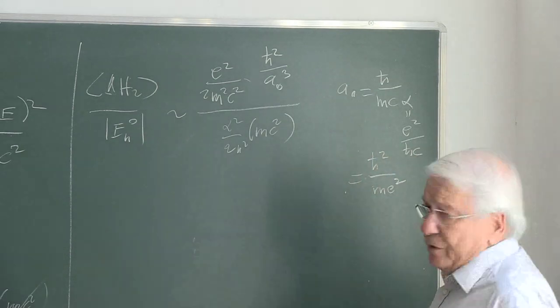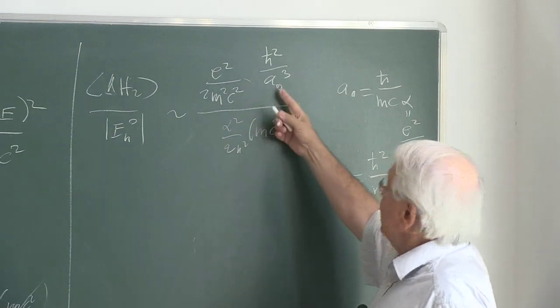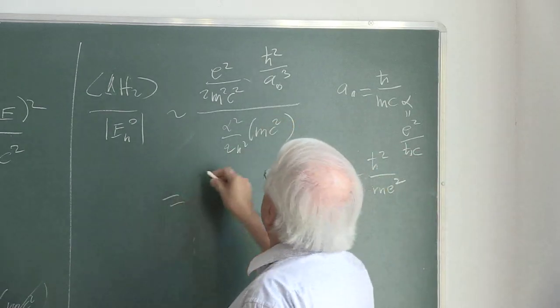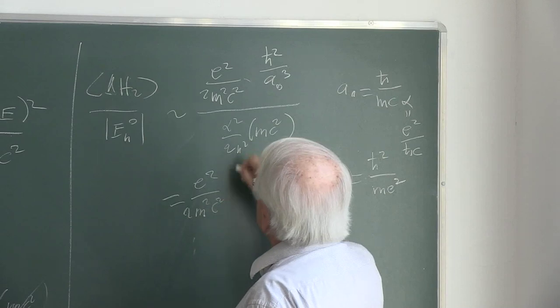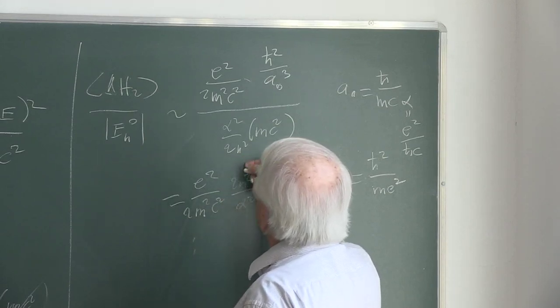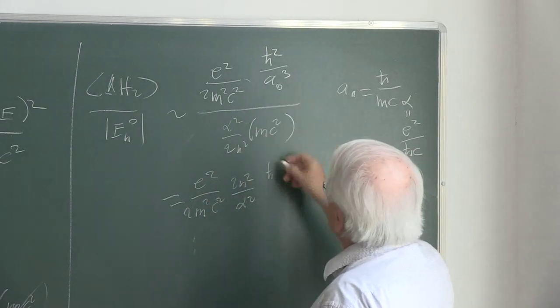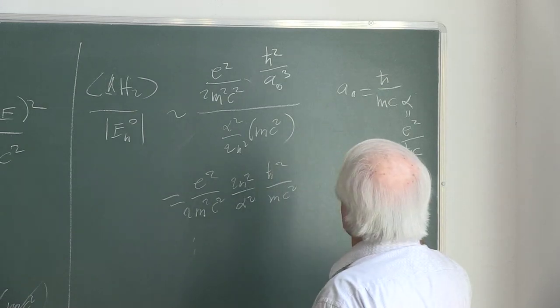Obviously, we have to reduce everything to the fundamental constants. Therefore, let me replace a0 with that expression, and let's see what I have in here. e squared over 2m squared c squared times 2n squared over alpha squared, if you want. Just let's list them all. h bar squared over mc squared times 1 over a0 cubed.